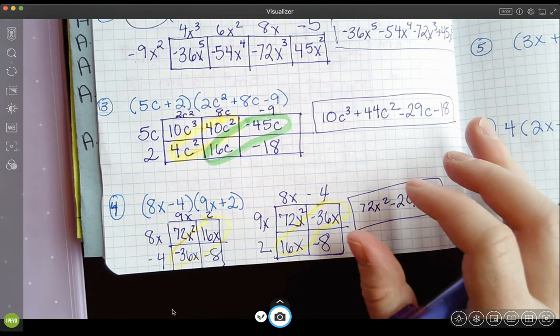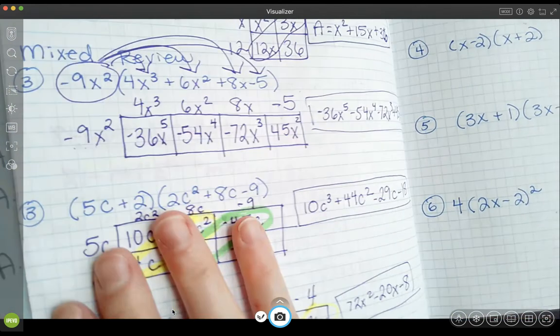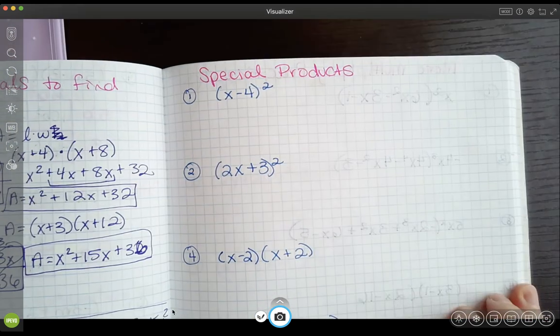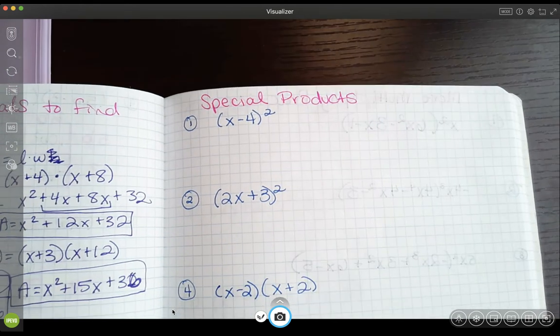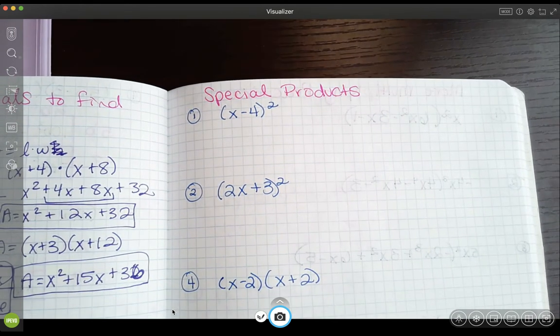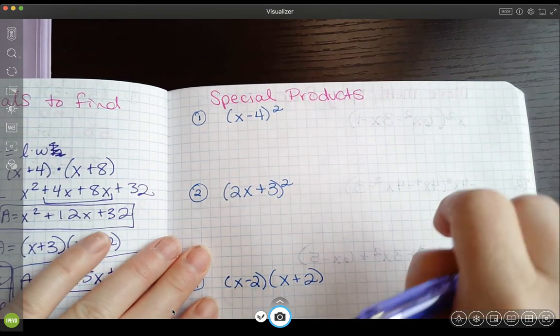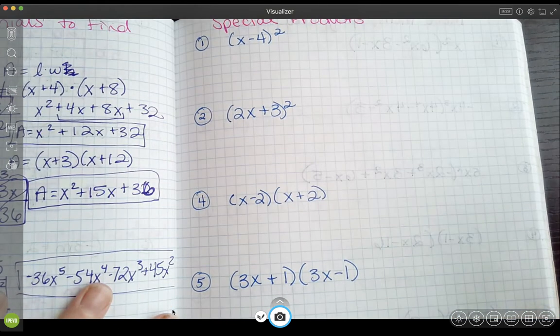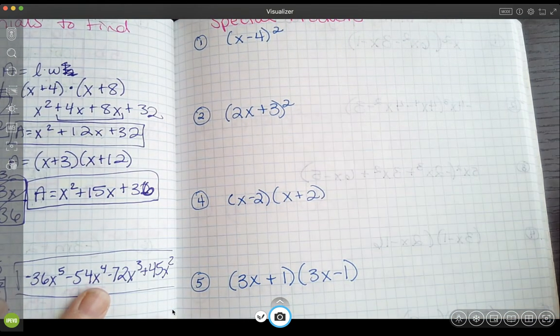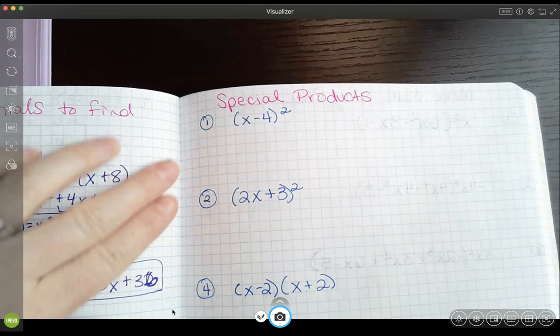All right, the next page I want y'all to write is special products. So there are going to be 6 problems on here. Pause it so you can write them down, and then I'll come back on and help you solve it. Okay, so now we're going to solve it.